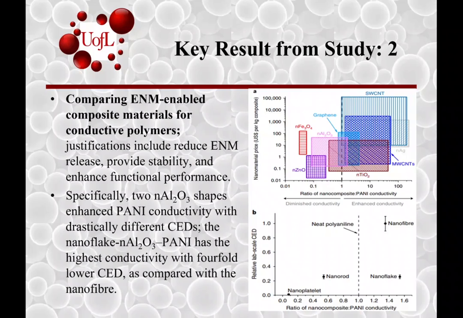If you look at this graph on the right side at the bottom, the B graph, it shows the nanoflake and the nanofiber. You see it's aluminum oxide nanoparticles in 2 different shapes, and how that enhanced the polyaniline conductivity. You see that the nanoflake has the highest conductivity with the lower CED, compared to the nanofiber, which has high conductivity as well as high CED.